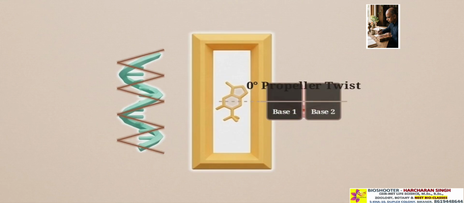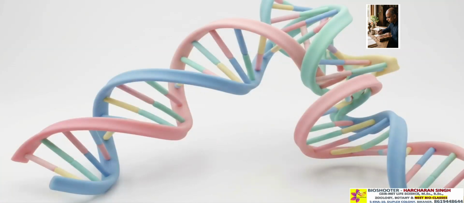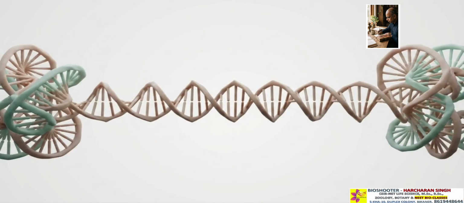Unlike the 16 or 18-degree twists of other forms, Z-DNA features 0 propeller twist. Its base pairs sit rigidly flat. Z-DNA proves the double helix is not a fixed track. It is a responsive polymer, capable of localized radical inversions to relieve torsional stress generated during active transcription.